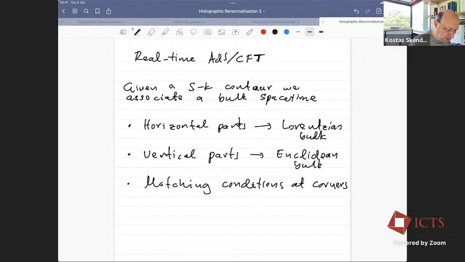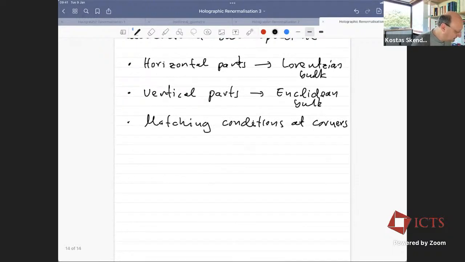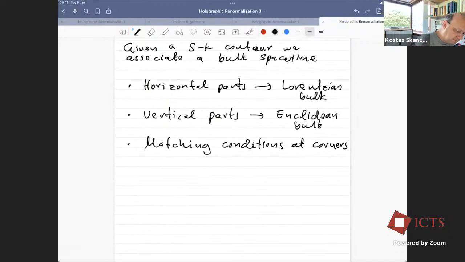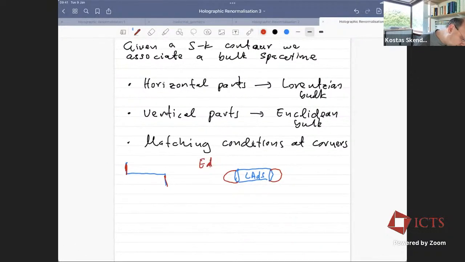So just to illustrate, I will discuss the matching conditions in a minute, but just to illustrate the first two parts. The first contour we discussed was the in-out contour. So this was the contour. Corresponding to this piece, I have a Lorentzian AdS. And then these are Euclidean pieces. Now again, Lorentzian AdS is a cylinder, Euclidean AdS is a sphere. And here we need, in a sense, half of a sphere. So this is Euclidean AdS.